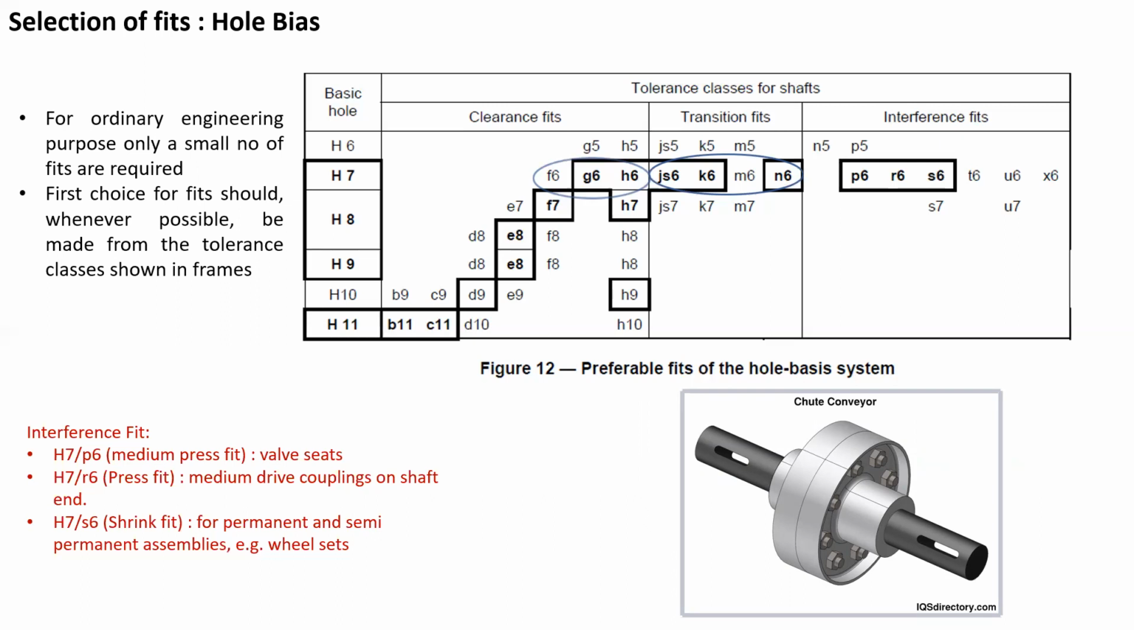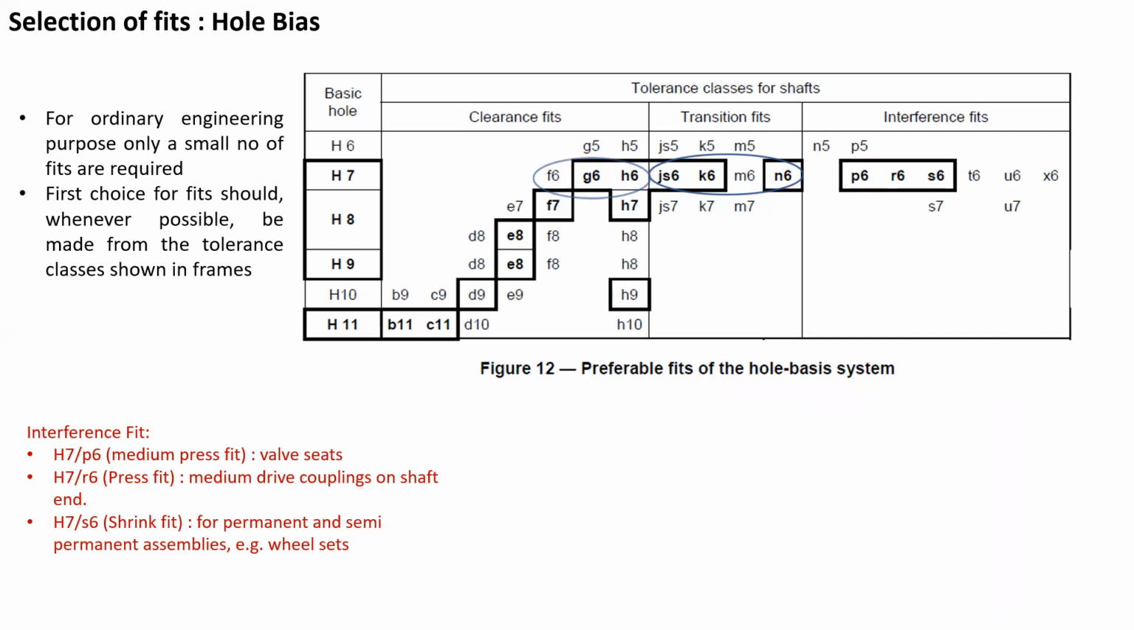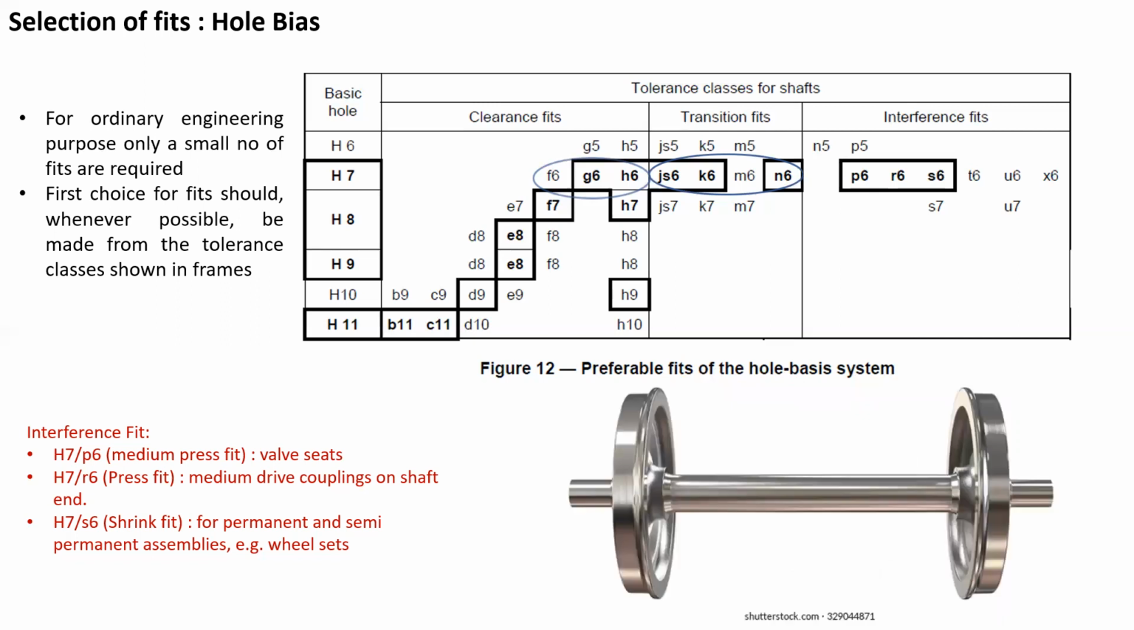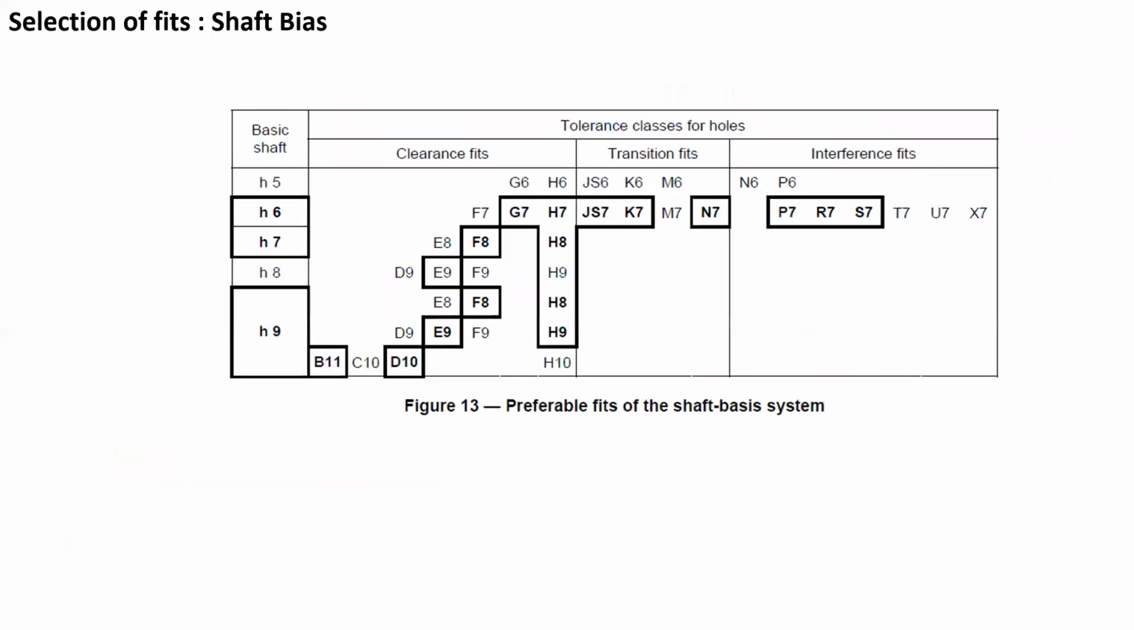Then the next is shrink fit, H7S6. It is used for permanent and semi-permanent assemblies. An example is the railway wheel and the axle. So in case of shaft bias system also, the preferable fits of the shaft bias system are shown in the table shown. This can also be classified into the three categories.